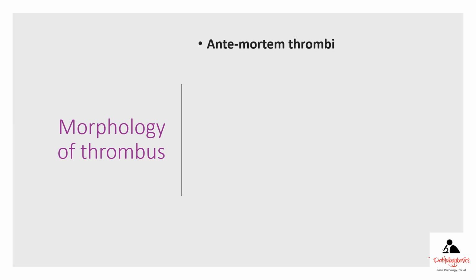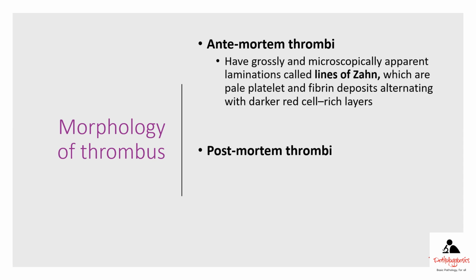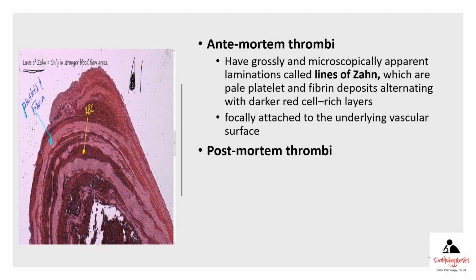Now let's see the difference between antemortem thrombi and postmortem thrombi. Okay, so antemortem thrombi, if you see under the microscope, have something called the lines of Zahn. How are they formed? They are formed because of alternate deposition of platelets, fibrin and RBCs. So you can see over here the RBCs are deposited, then there is platelet fibrin, then again RBCs, again platelet fibrin. It creates something called lines of Zahn. Okay. These thrombi are always attached to the underlying vascular surface.